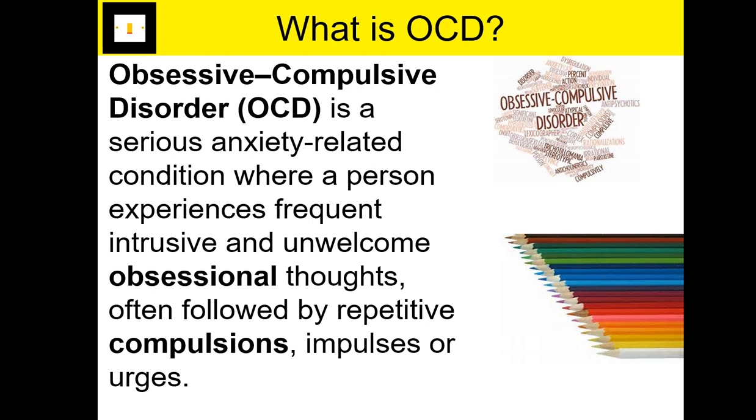So what does this mean? This basically means that somebody cannot get thoughts out of their head. It's intrusive. Intrusive means it takes over. You can't stop it. And then those thoughts are often followed by compulsions, and they are the impulses, urges to carry out a behaviour to reduce the anxiety. So for example, the obsession could be thinking your hands are dirty, and the compulsion would be: I have a compulsion to wash them.